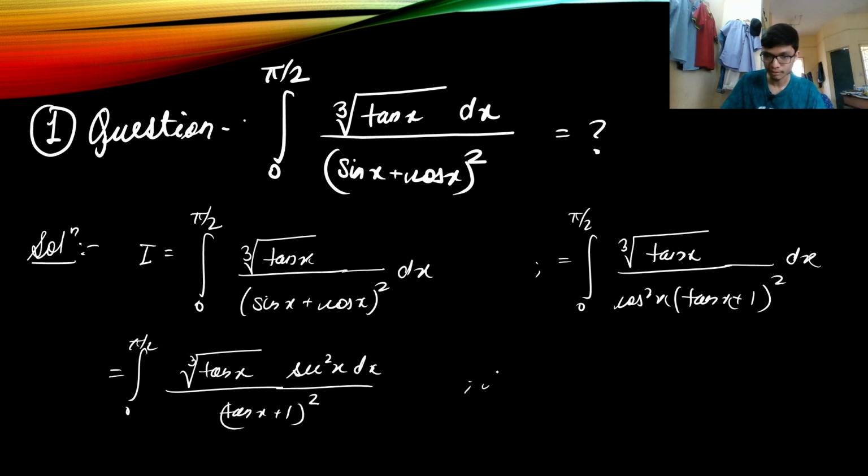From here, I solve this integral by substitution. Substitute tan x equal to t. What is the differential of tan x? sec square x dx becomes dt. So the integral takes the form 0 to infinity, because at pi by 2, tan x approaches infinity. This becomes t raised to the power 1 by 3, and sec square x dx simply becomes dt, divided by (t plus 1) whole square. So the integral becomes this format.